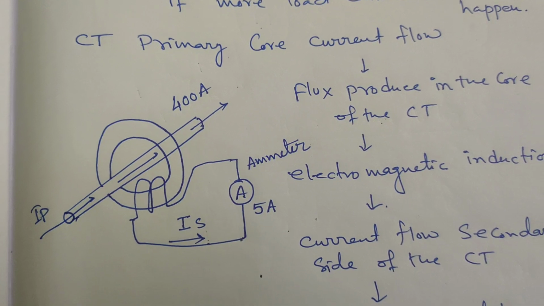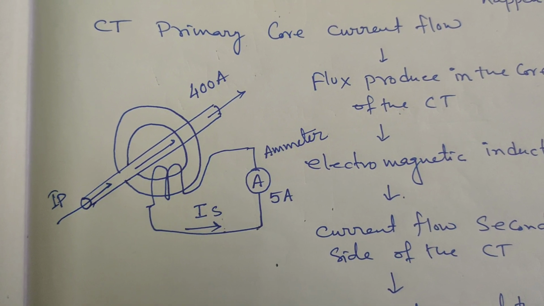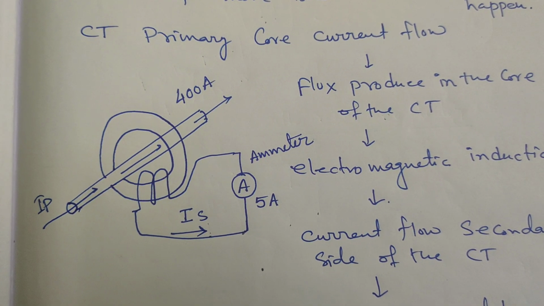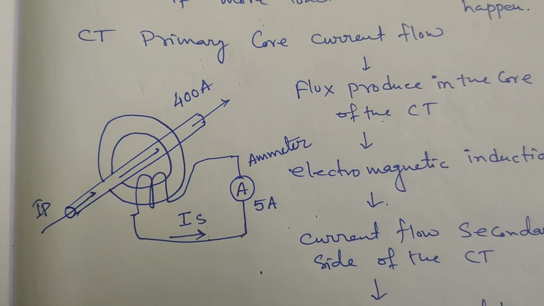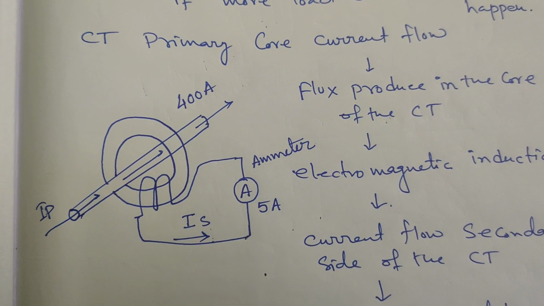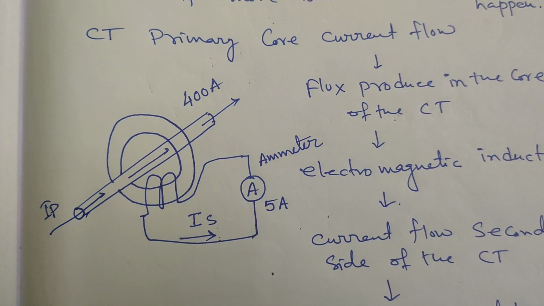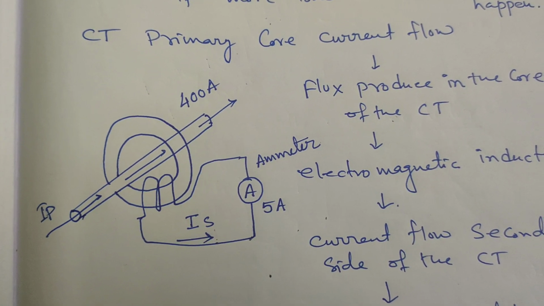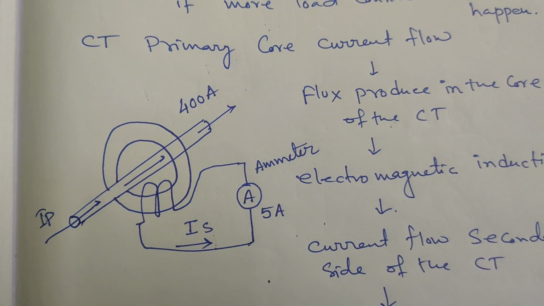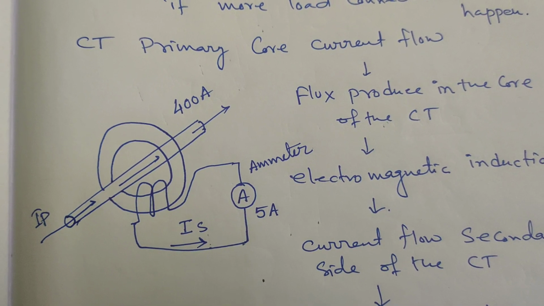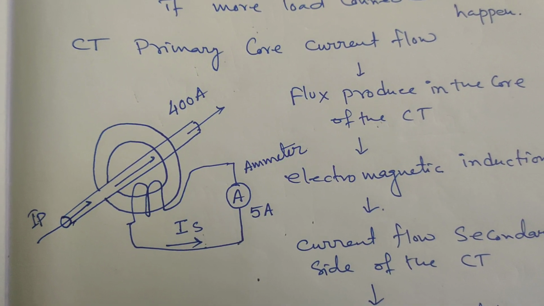And the open secondary circuit: if the secondary circuit of the CT is open, the high voltage induced by the primary current can force the core into saturation. A high burden connected to the secondary can also cause the core to saturate.